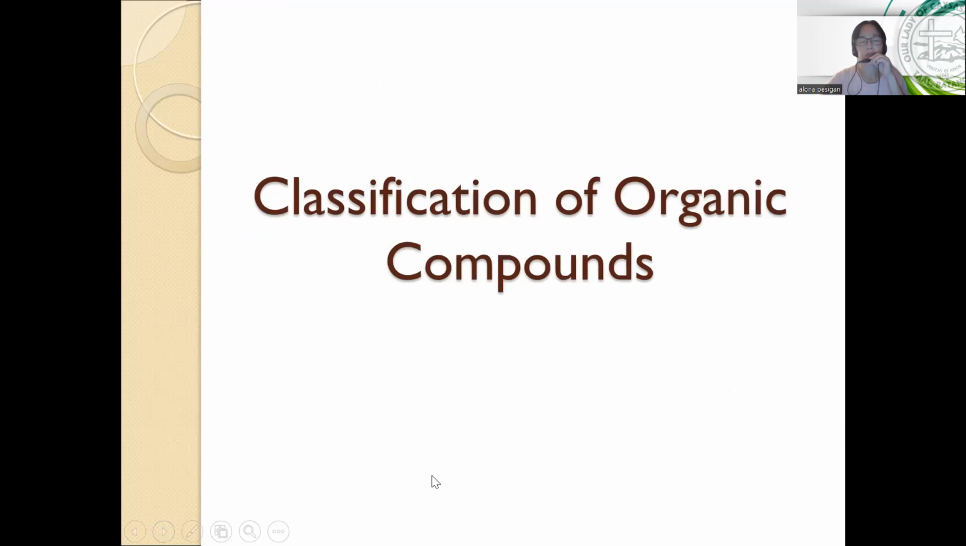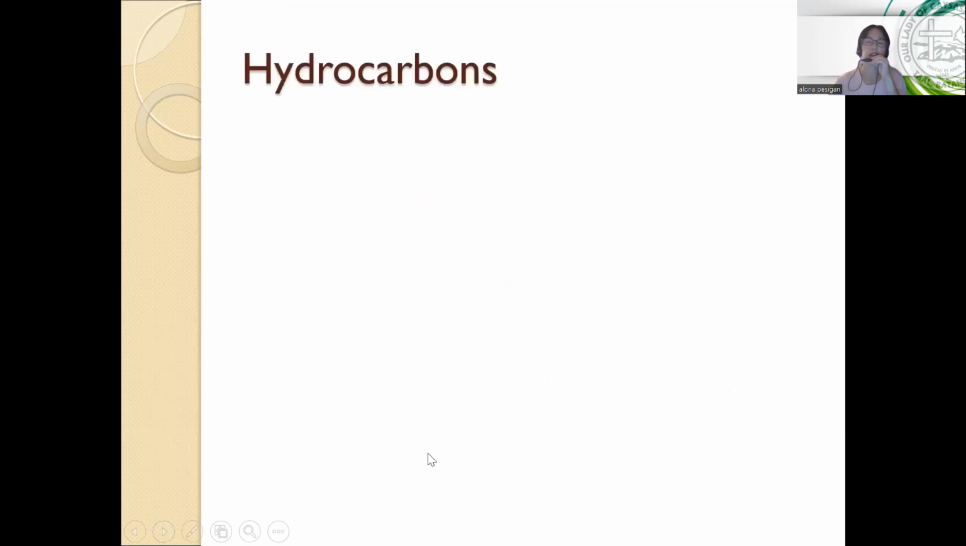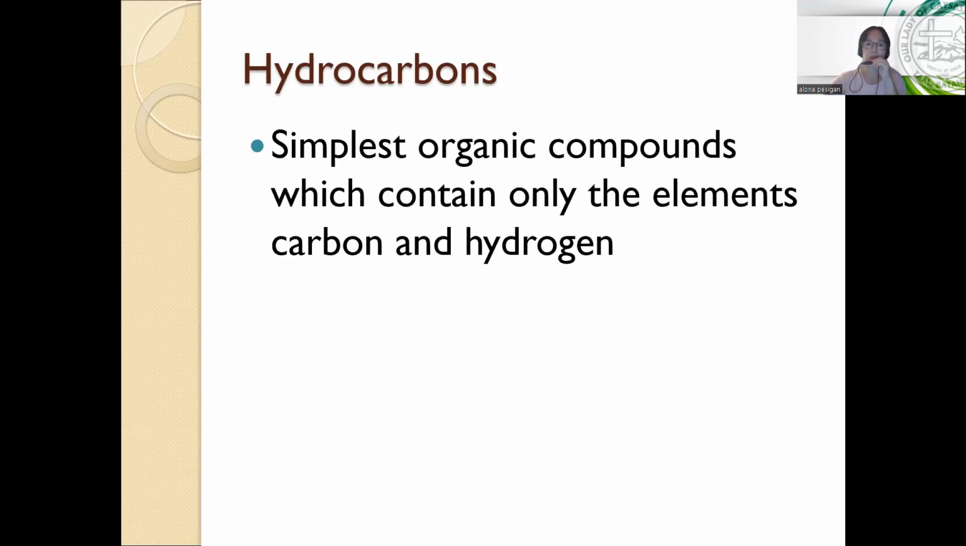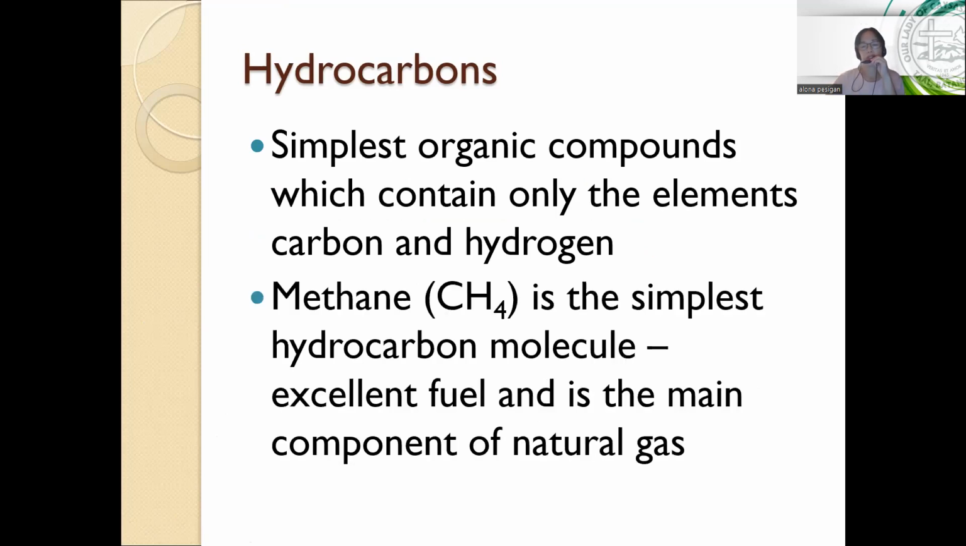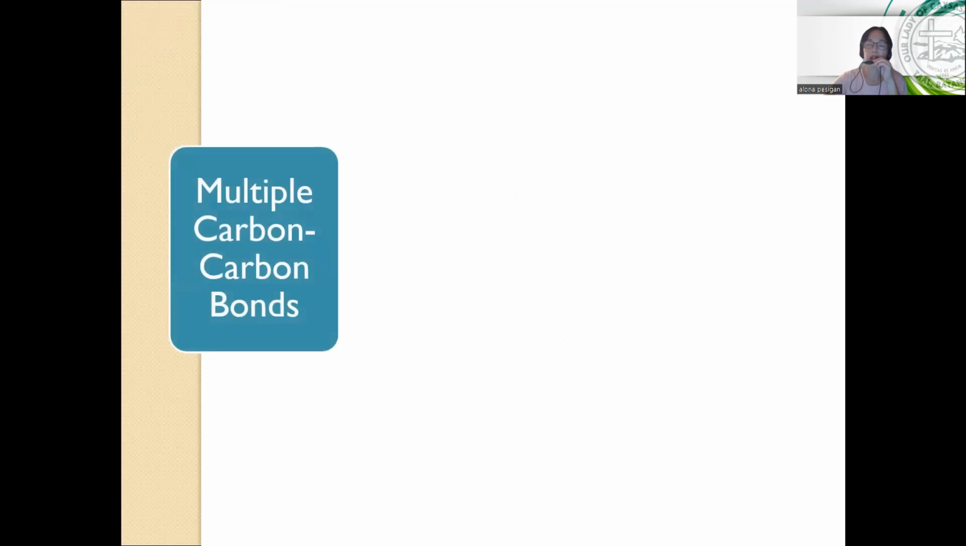For the classification of organic compounds, we have hydrocarbons. So what are hydrocarbons? These are compounds containing hydrogen and carbon. Okay, the best example for this is methane. So you see here methane, the element carbon, and the element hydrogen. This is the simplest hydrocarbon. Okay. So carbon can bond with another carbon.